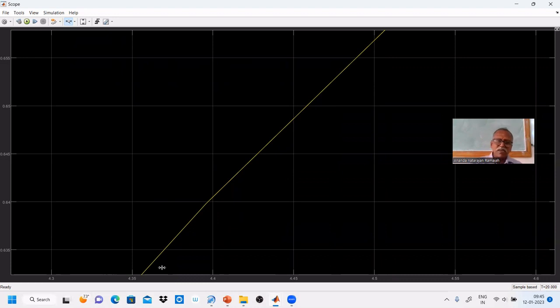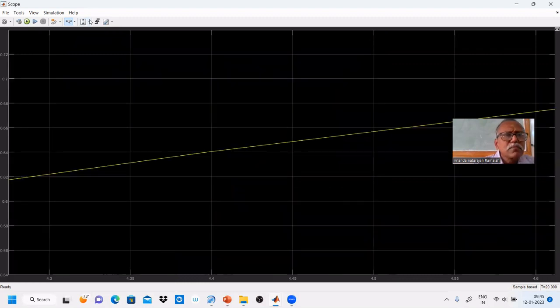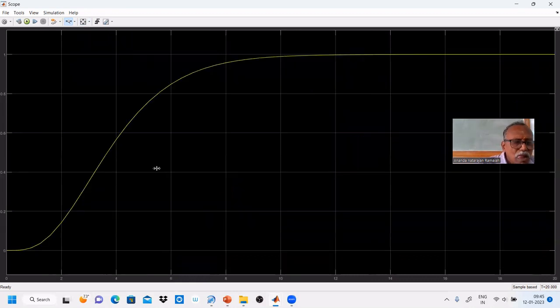Now we have to see the dead time. If you draw a tangent here, it will cut at 1.3. Let us see, 4.36 minus 1.3. Therefore, 3.036 is the time constant. Remember, 3.036 is the time constant. Dead time is 1.3 seconds.